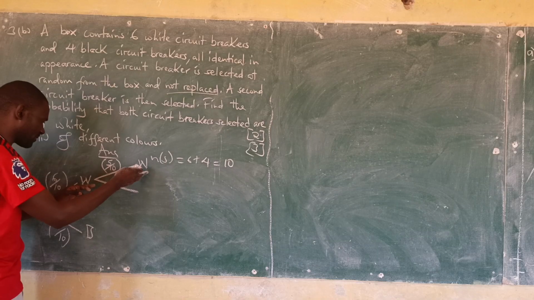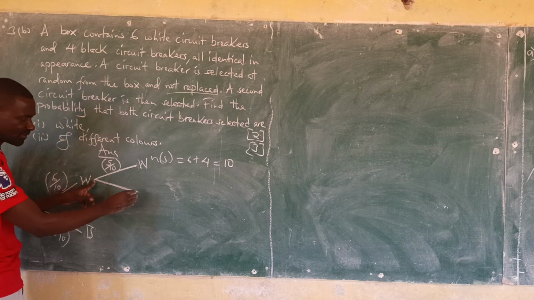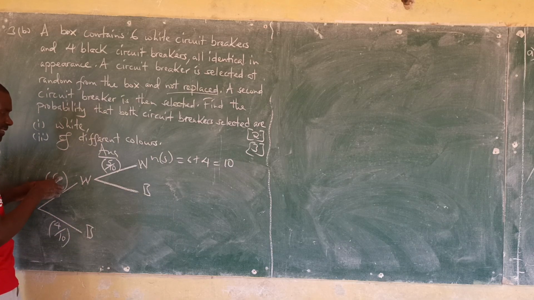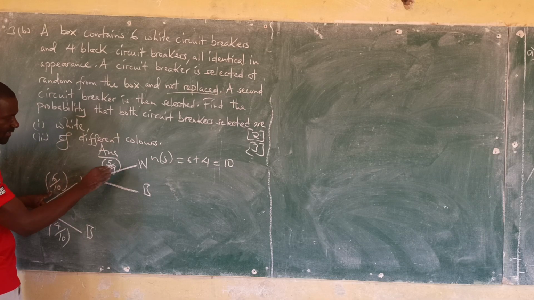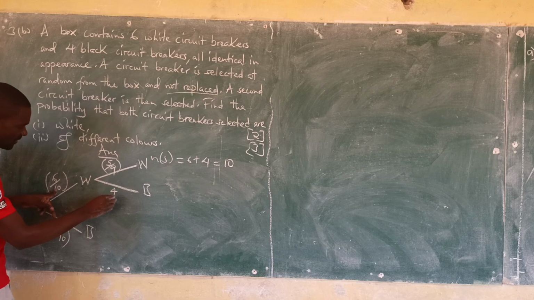If this does not happen, what can happen is the first one can be white, then the second one can be black. We have 5 white remaining, meaning the total is now 9. In fact, even here, the total is 9. Out of that total of 9, the probability of picking a black one, all the black ones, the 4 of them, are there out of the total of 9.